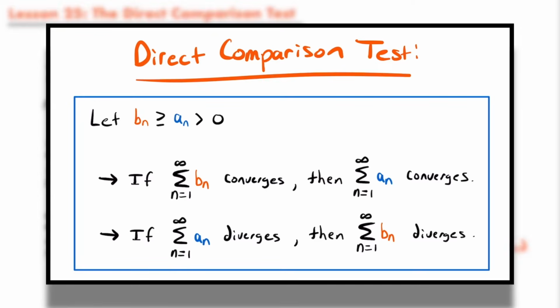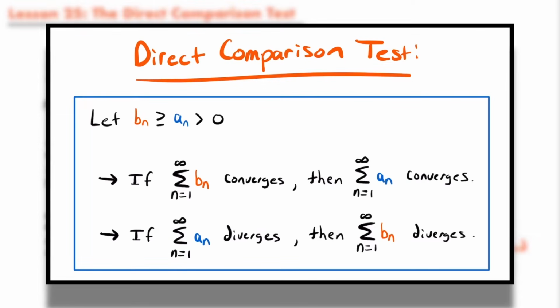All right, and so essentially what is going on here is the series that we want to determine the convergence of will either be the smaller series or the larger series. And what we're going to do is compare that series to a series that we do know the convergence of. We can either find a larger series that converges, and so then our series will converge as well, or we can find a smaller series that diverges, which means that our series would diverge as well. And so that's where the direct comparison comes into play.